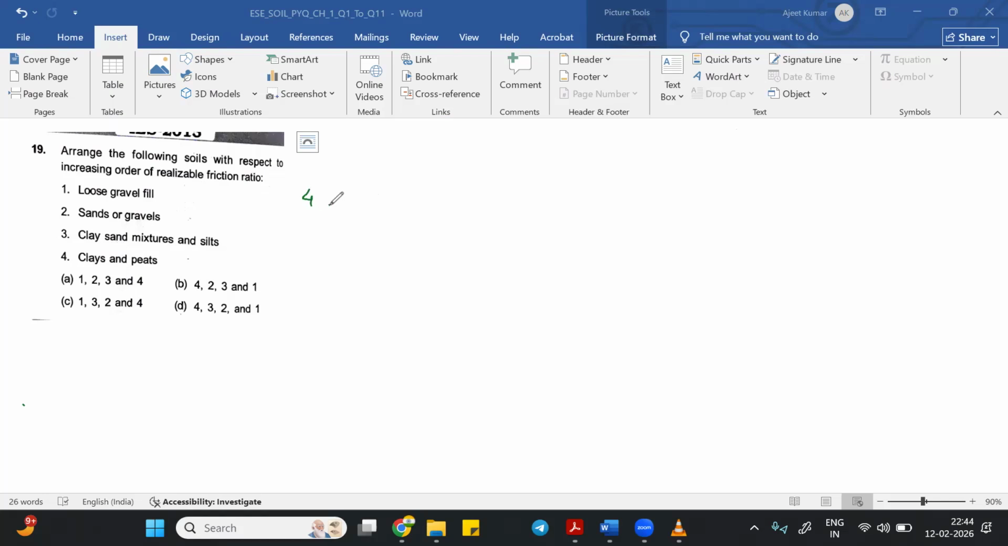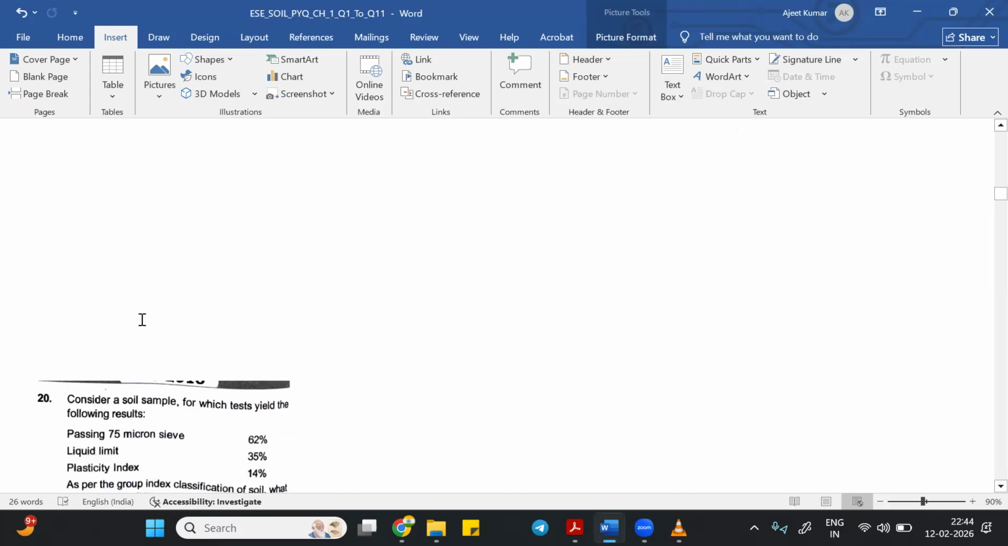So the minimum is 4. Then clay, sand mixture, and silt. After that, 3 will be there because in this there is some sand. And the next one is sand or gravel, so 2, and the last one is 1. This is the increasing order of friction ratio: 4 3 2 1. Option number D. Question 19, option D. Okay. Now question number 20.